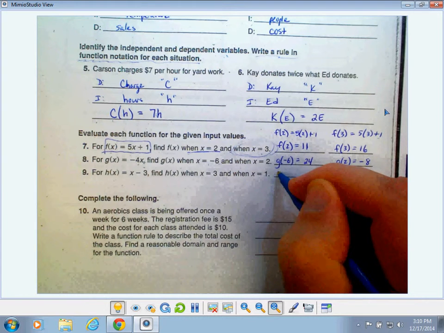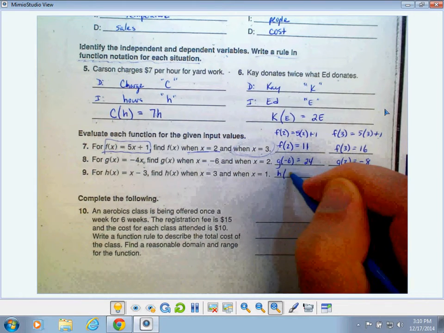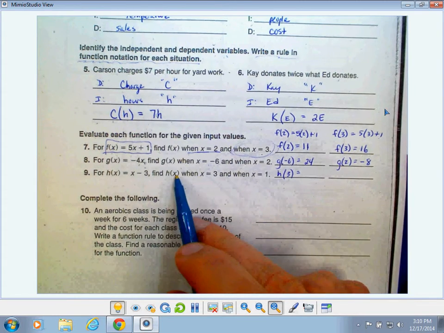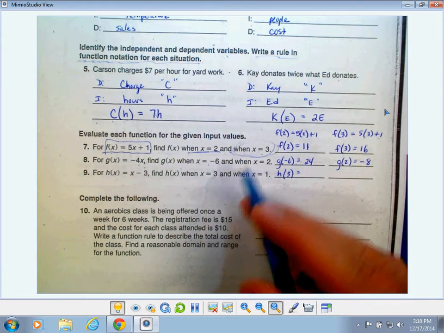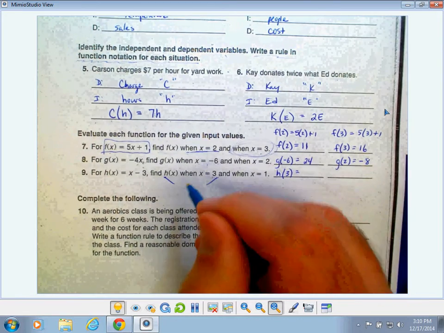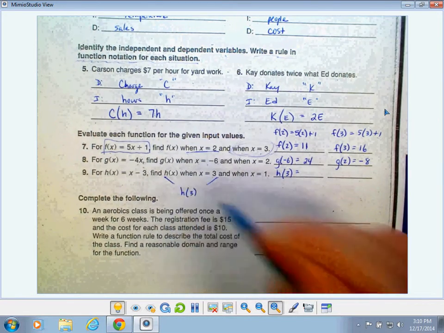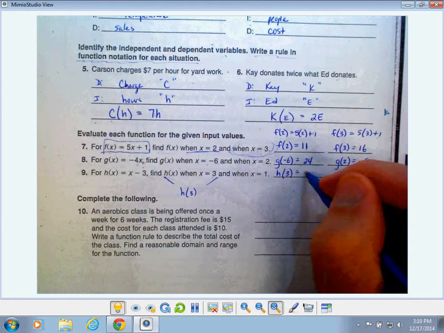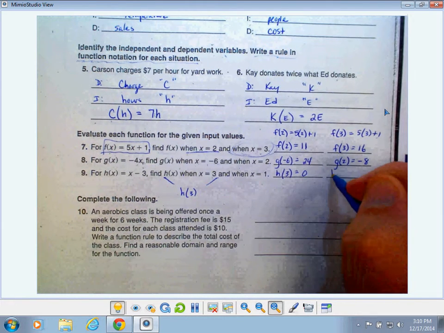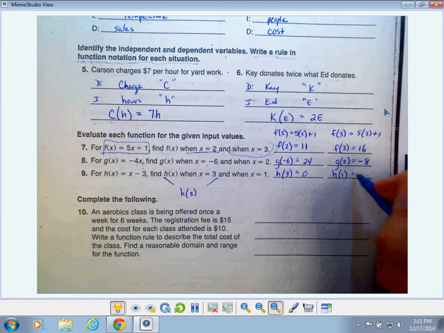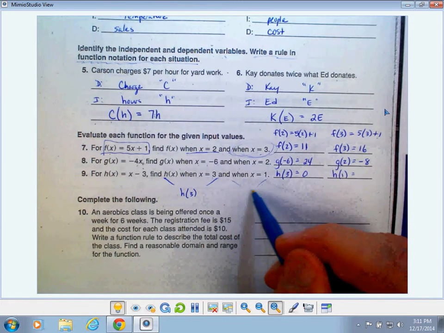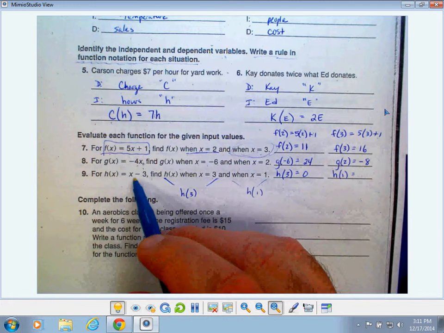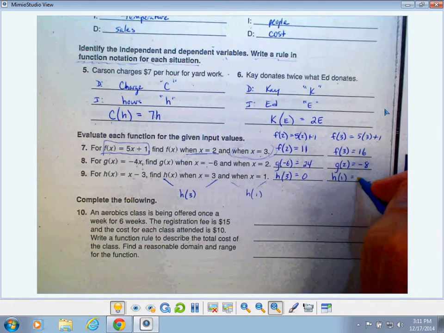What is h of 3? It means, again, instead of saying h of x when x is equal to 3, what we're really saying, this really means, what is h of 3? Put a 3 in for x. 3 minus 3 would be 0. And h of 1, same idea here. What is h of 1? Put a 1 in for x. 1 minus 3 is down to negative 2.